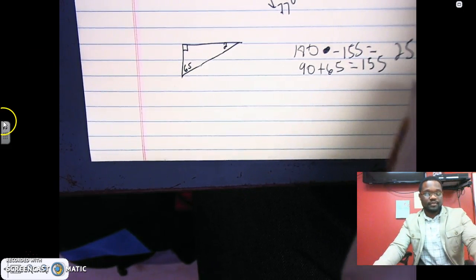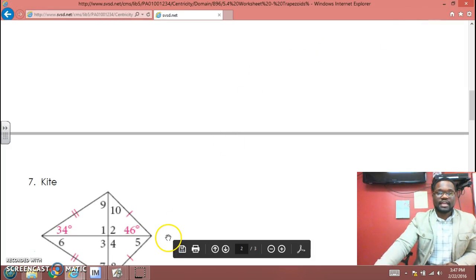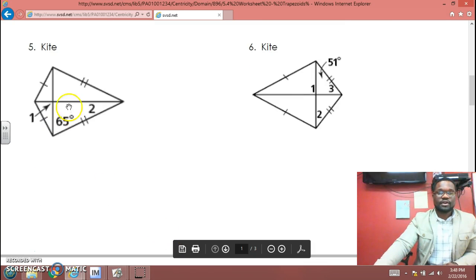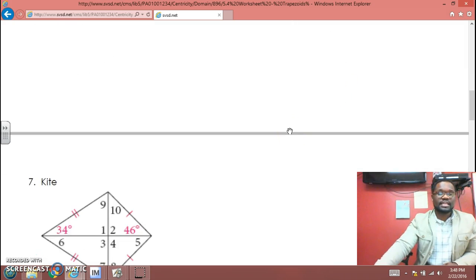So I'm using a kite to figure that out. And how did I do that? Well, that's 90, that's 65, so all three of them have to add up to be 180. How did I know this was 90? Because bisectors are perpendicular. Not really sure where that angle is pointing to, but it's the same idea. If this angle is 51 degrees, this one is 90, you add those two together and subtract that answer from 180.